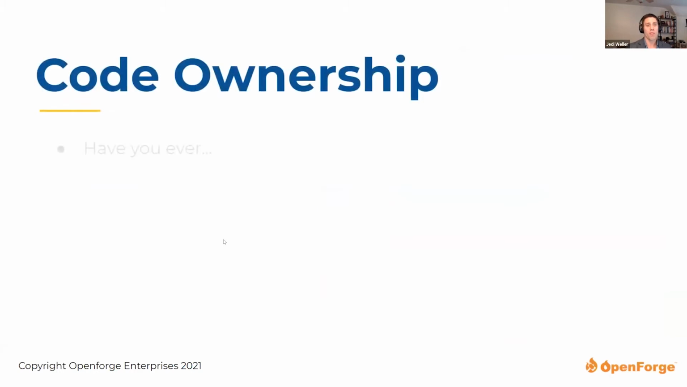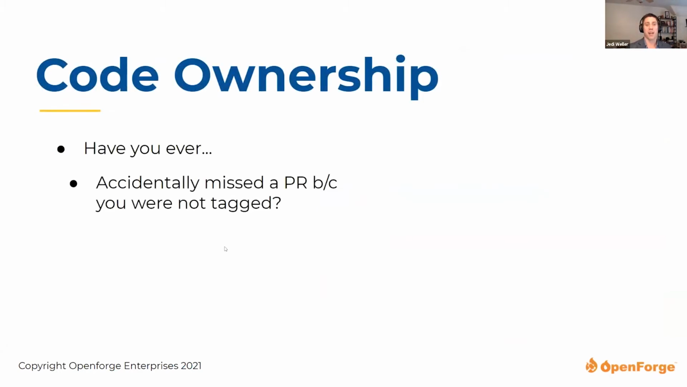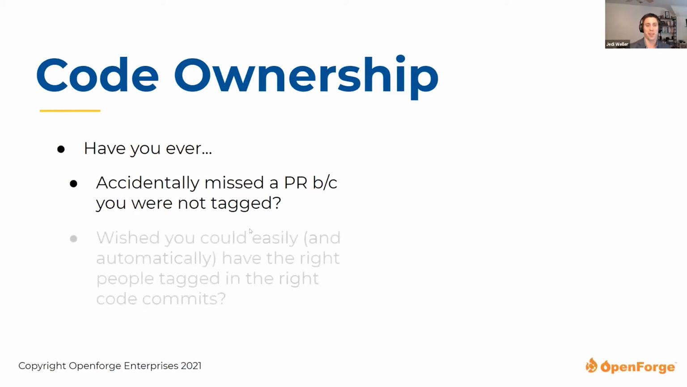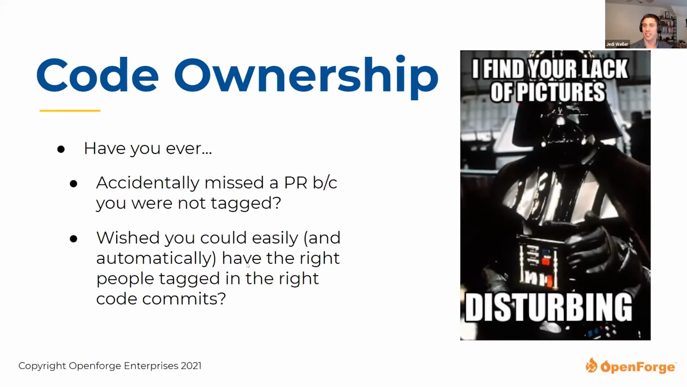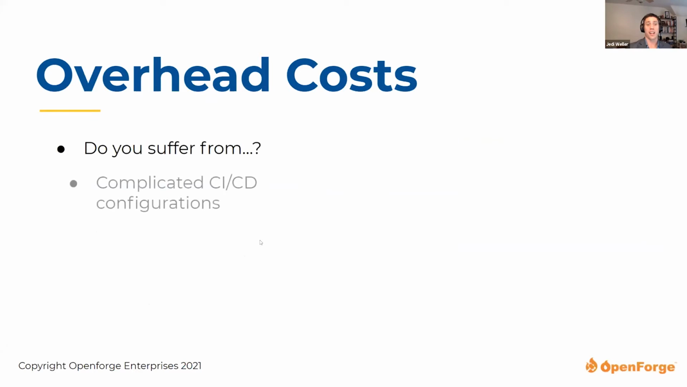So, have you ever accidentally missed a pull request because you're not tagged in it? And that's what I think, to MJ's point about code ownership. And I wish that maybe you could automatically have the right people tagged in the comments, okay? This is all part of automation, right? Part of having this single source of truth is that you can automate all these things very, very easily. And overhead costs.